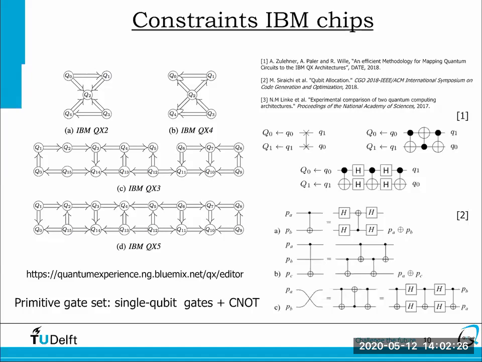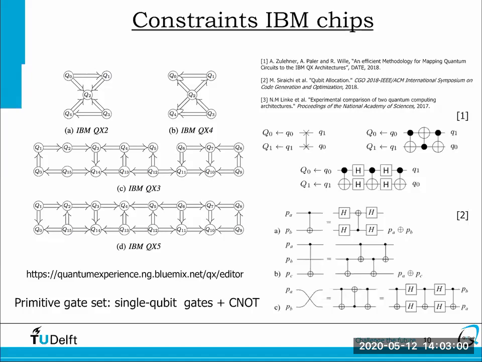Something that I didn't mention, but is also considered a constraint, is the primitive gate set. As we discussed before, quantum chips don't support any kind of gate or rotation, but just a limited set of gates that are universal. For example, in this case, the IBM chips only support single qubit gates, some unitaries, and a CNOT gate. And of course, any circuit before being run on such devices needs all its gates to be decomposed to the primitive gates.